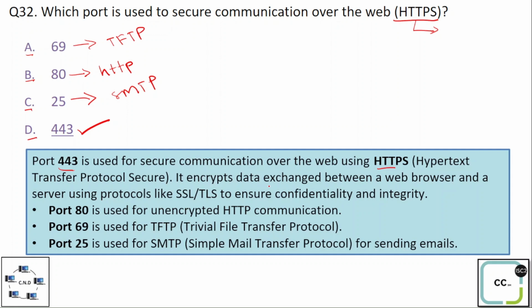So port 443 is used for secure communication over the web using HTTPS, that is Hypertext Transfer Protocol Secure. It encrypts data exchange between a web browser and a server using protocols like SSL/TLS to ensure confidentiality and integrity. Port 80 is used for unencrypted HTTP communication. Port 69 is used for TFTP, that is Trivial File Transfer Protocol, and port 25 is used for SMTP, that is Simple Mail Transfer Protocol, for sending emails.